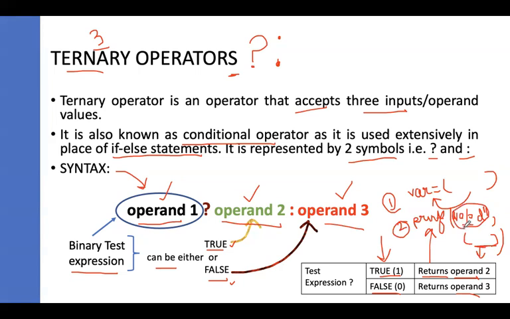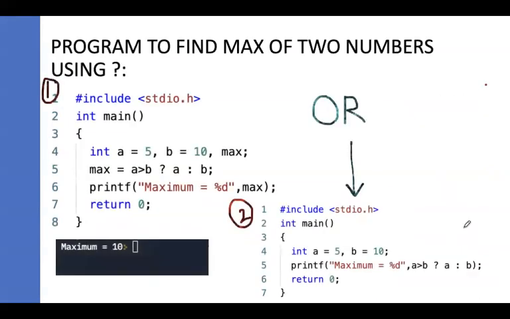Now let's see the usage of the ternary operator in the next slide. Let's write a program to find the maximum of two numbers using the ternary operator. Very simple one. First method. In the previous slide, I told you that you have to store the value in another variable because the expression using the ternary operator will return you the value.